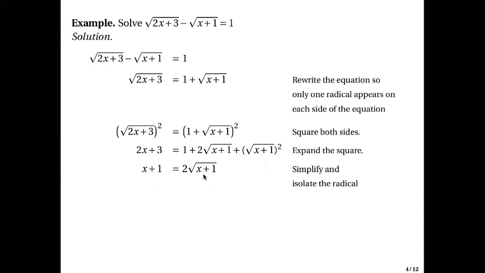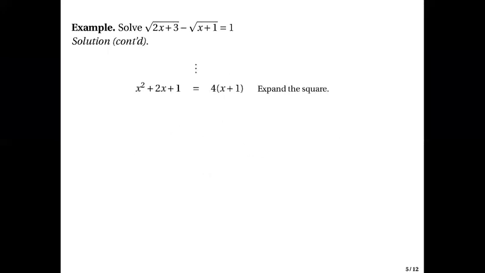And then from here, we still have a radical in here. We can do the squaring again. So we square both sides, and then we expand. From here, I'll rewrite (x plus 1) quantity squared. This is equal to (2 square root of x plus 1) quantity squared.